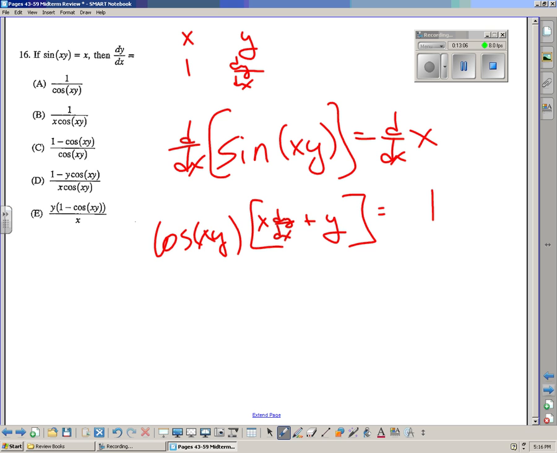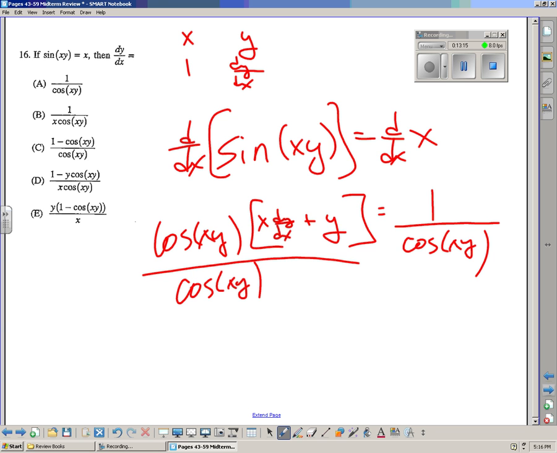Now we want to get dy over dx. So the easy way to get, first of all, let's get rid of cosine of xy by dividing. I don't want to distribute this through. I mean, that would make a bigger mess. The idea is to get dy dx by itself. So we have x dy over dx plus y equals, my initial instinct is to convert 1 over cos to secant. But if you notice, the choices don't involve secant. So I'm actually going to leave 1 over cos xy just as it is. So we'll shove the y over.